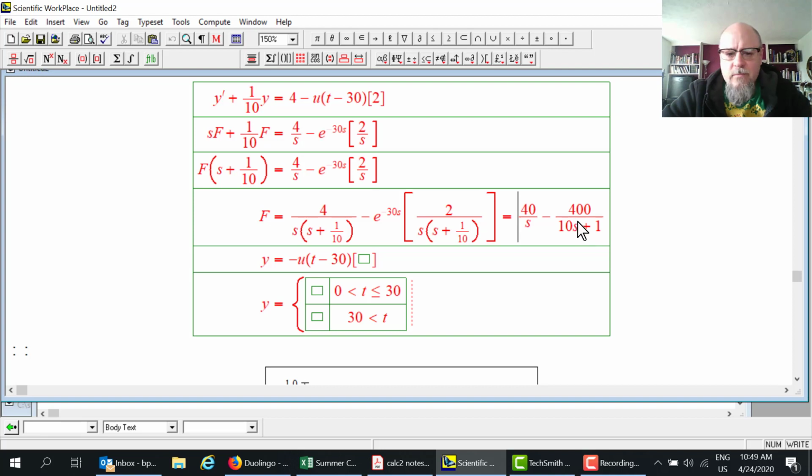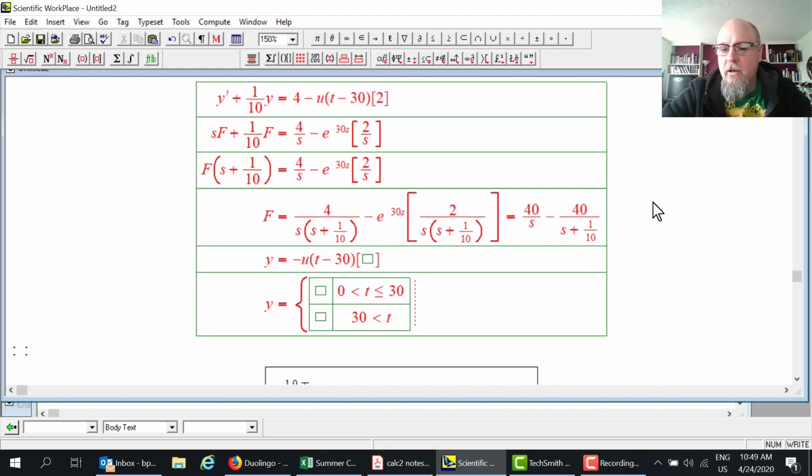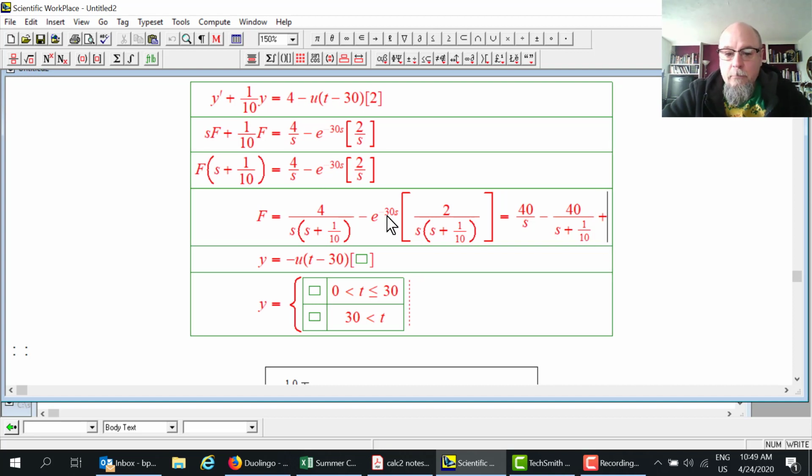I don't like the way that the machine writes it. I'm going to multiply top and bottom by a 10th. Because I like that s plus a number, because that's going to make it easier to unlaplace. Right? This is going to unlaplace to be 40 e to the minus a 10th. Okay. Plus, now, I have this piece here.